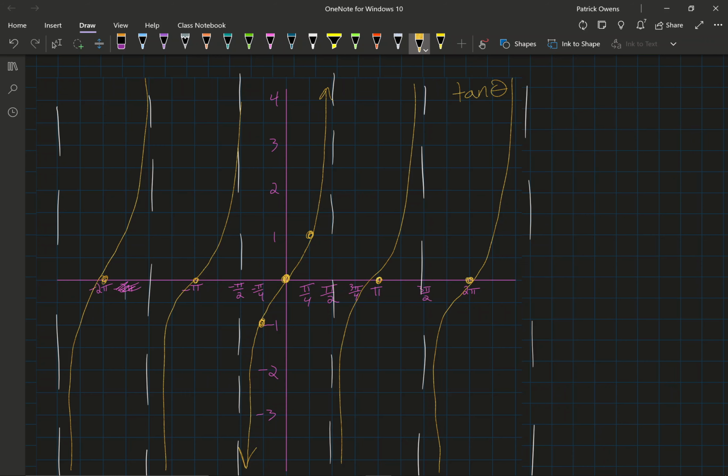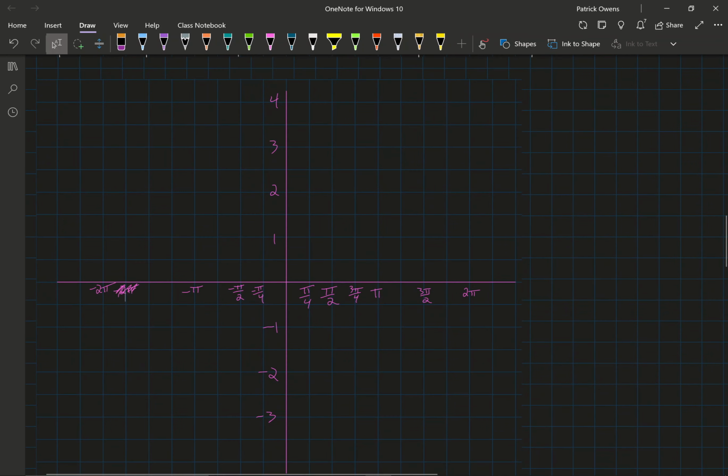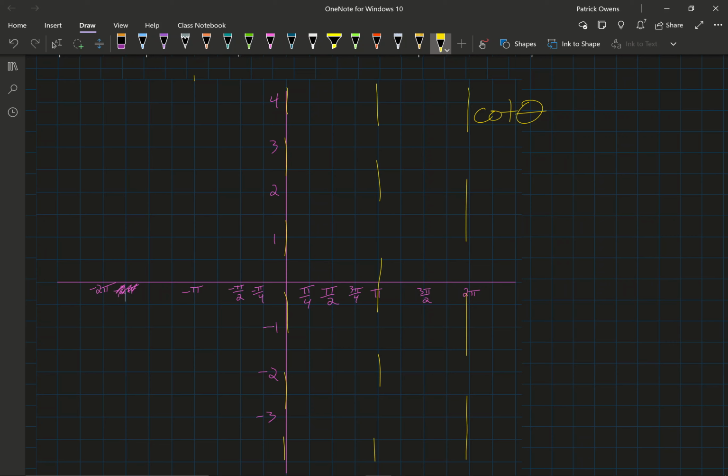Cotangent is going to work in a very similar fashion. So for cotangent, we still want to substitute in a few points, like 0, since cotangent's the one that is cosine divided by sine. Cotangent of 0 is undefined, so we see asymptotes at those whole number values of pi. So it's 0 pi, 1 pi, 2 pi, negative pi, and so on.